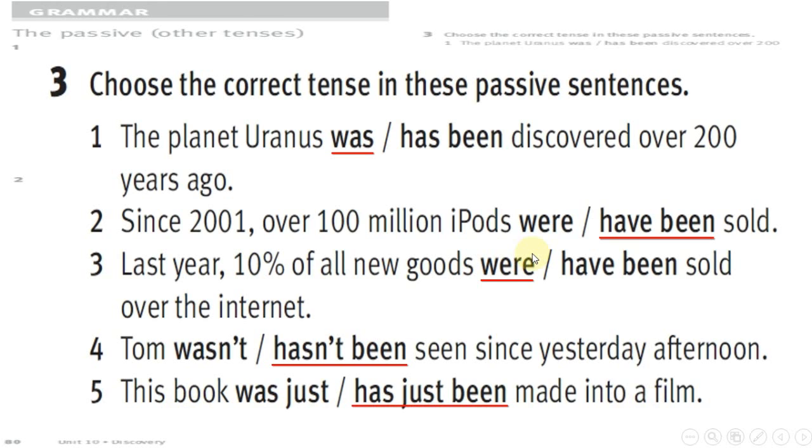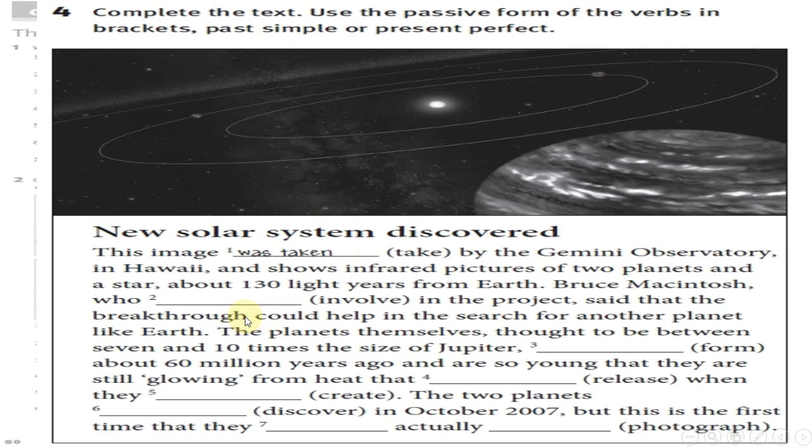طيب. Okay, let's move to exercise number 4. Complete the text. Use the passive form of the verbs in the brackets past or present perfect. يا إما ماضي يا إما مضارع تام. The new solar system discovered. Let's go. This image was taken by the Gemini Observatory in Hawaii and shows infrared pictures of 2 planets and a star. About 130 light years from the Earth.